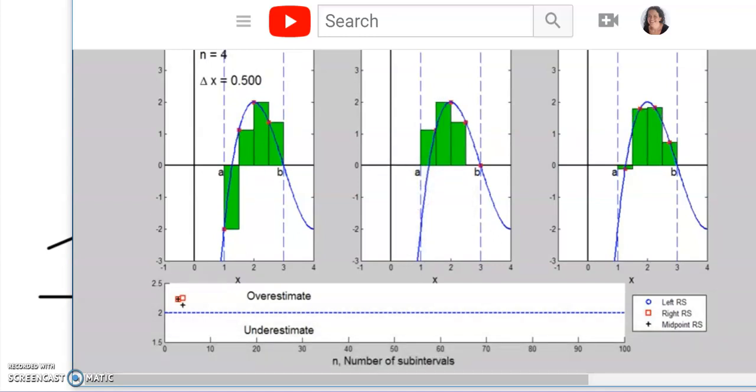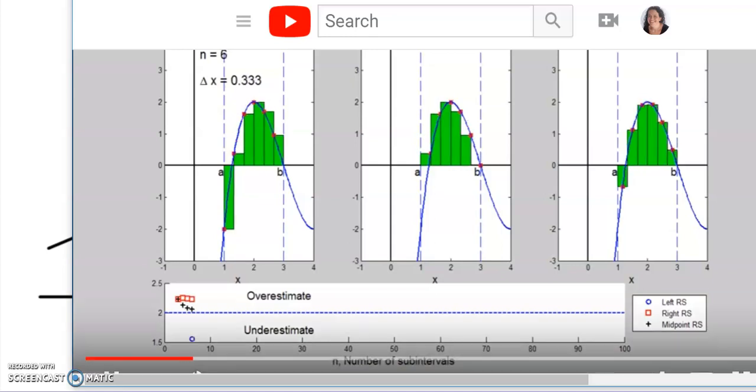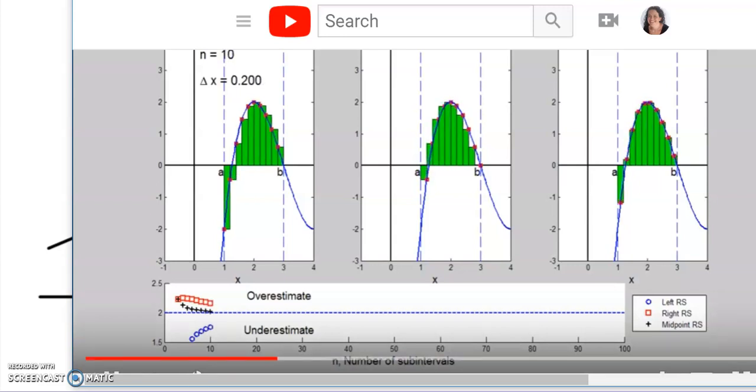Okay, so what's happening here is over here we have a left-hand rule. We're using left-hand heights. In the middle we have a right-hand rule using right-hand heights. And then over here we have a midpoint rule using midpoint heights. The actual area we are looking for is 2, this dashed line.